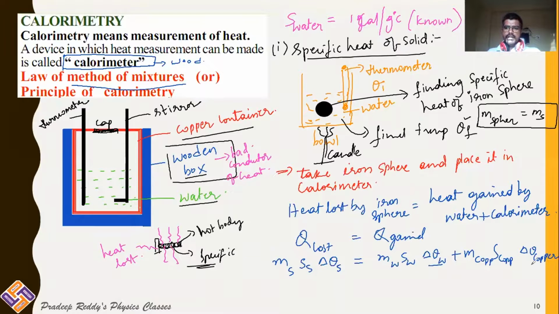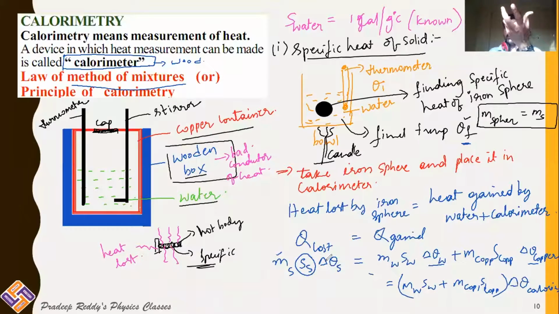However, the change in temperature of water and the change in temperature of copper will be the same. This will be mass of the water into specific heat of the water, plus mass of the copper into specific heat of copper, into delta theta. This is the temperature change of the calorimeter. And this is the temperature change in the sphere, that is theta F, which we have already known, minus the final temperature, which is common for the sphere, water, as well as the copper vessel. So you can find out the specific heat of the sphere if all the right hand side and left hand side terms are known.